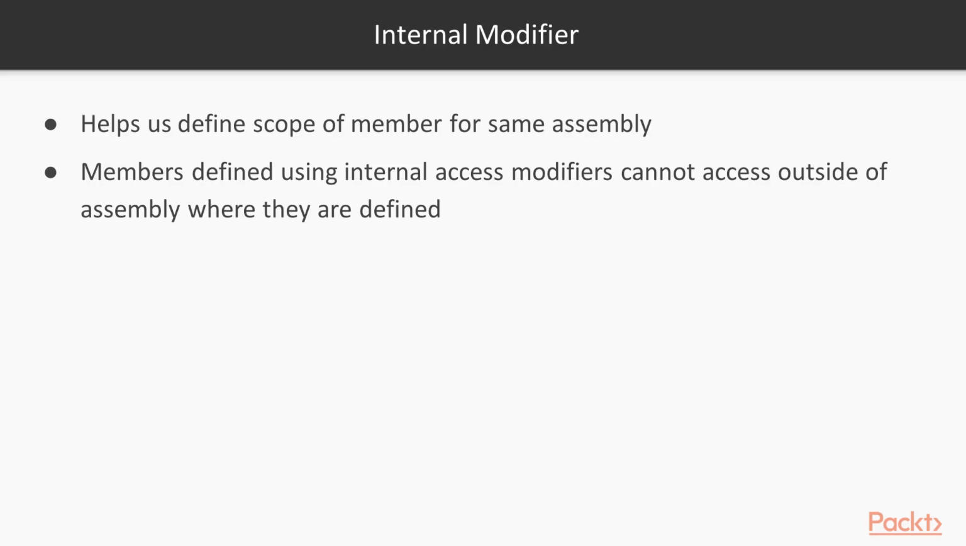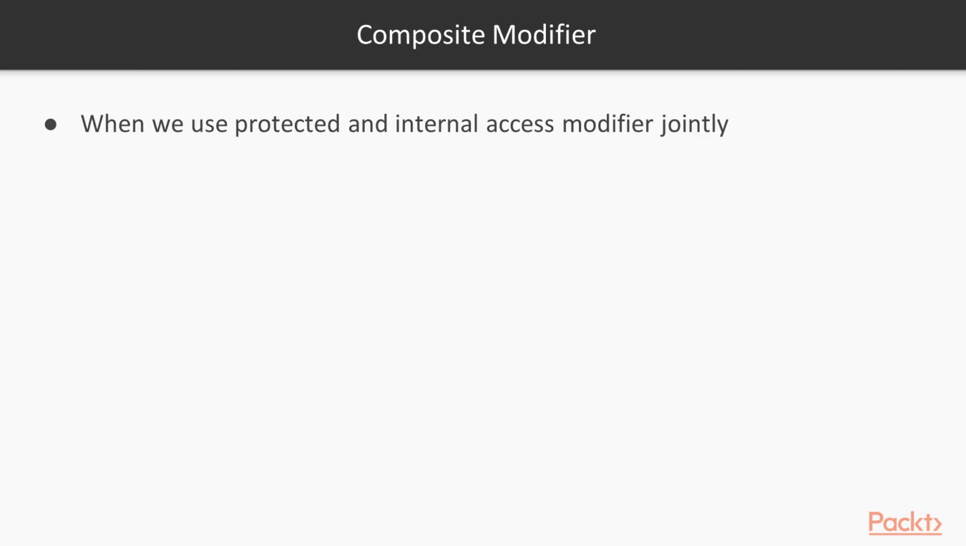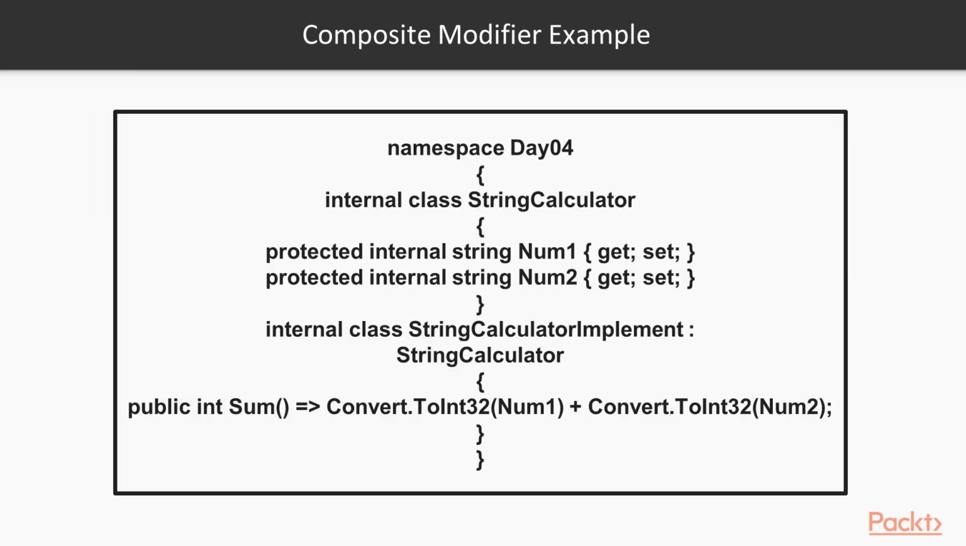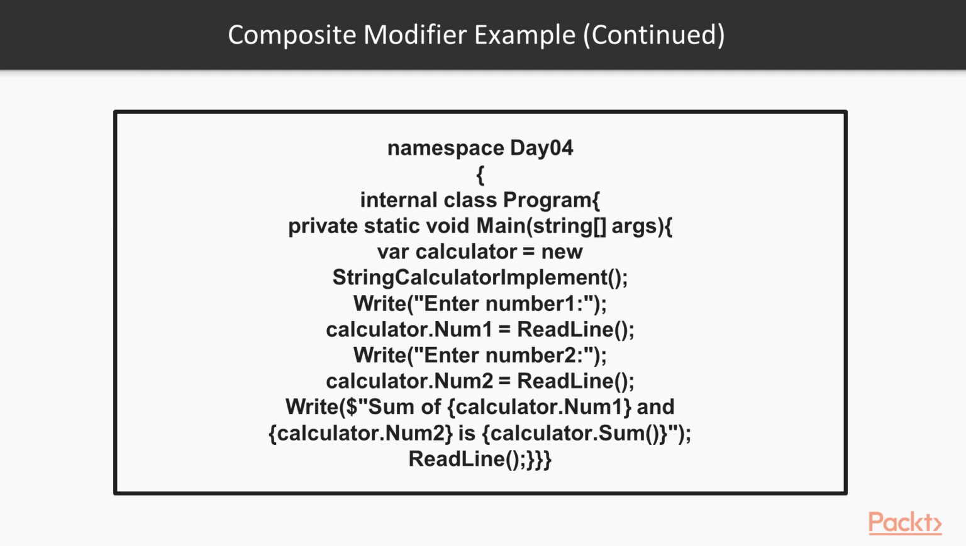An internal modifier helps us define the scope of the member for the same assembly. Members that are defined using internal access modifiers cannot be accessed outside of the assembly where they are defined. Now, we will see composite modifier. When we use protected and internal access modifiers jointly, protected internal, this combination of modifiers is known as composite modifier. To understand protected internal accessibility levels, let's do a dummy code example. The code is for assembly day 4 with a class string calculator implement, that is, the inherited string calculator class.